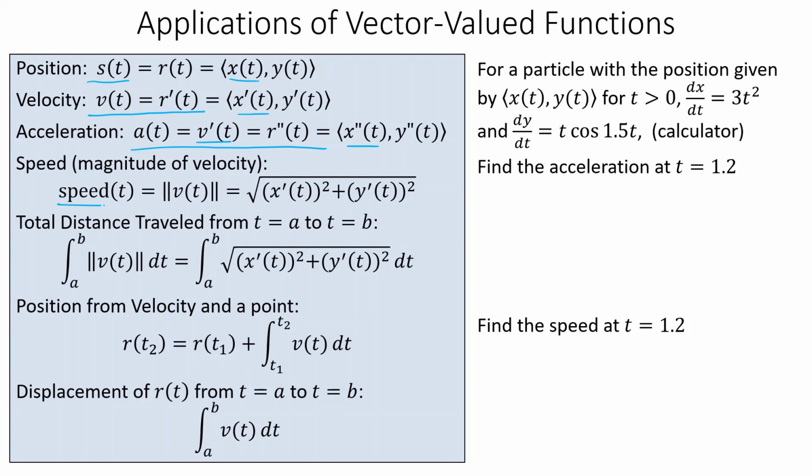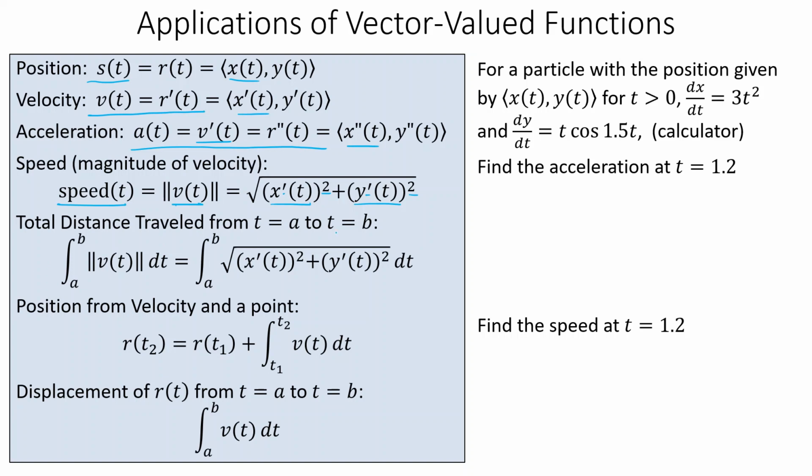If we want speed, that is the magnitude of velocity. I mentioned magnitude in the very first video, and I said it was just the Pythagorean theorem. Well, that's literally what we're going to do here. We take the x component of the velocity, which is the derivative, squared, and the y component, which again is the derivative, squared, and we take the square root of that. At any given t value, that would give us the speed. If we just leave it in t, that gives us a function for speed at any given t value.